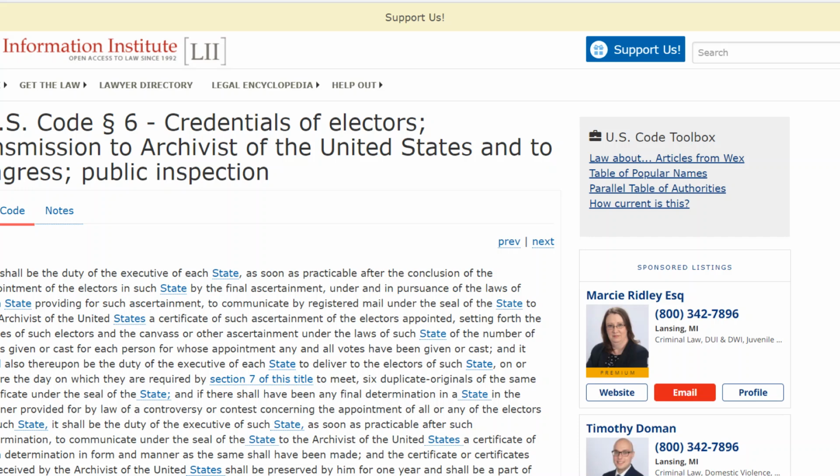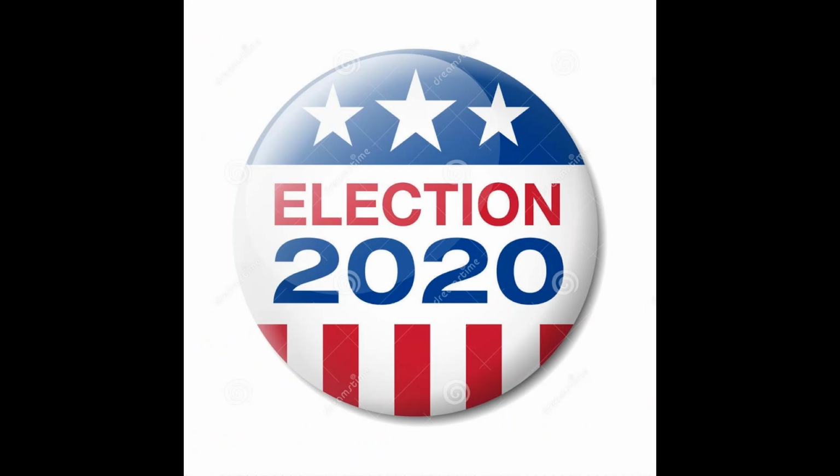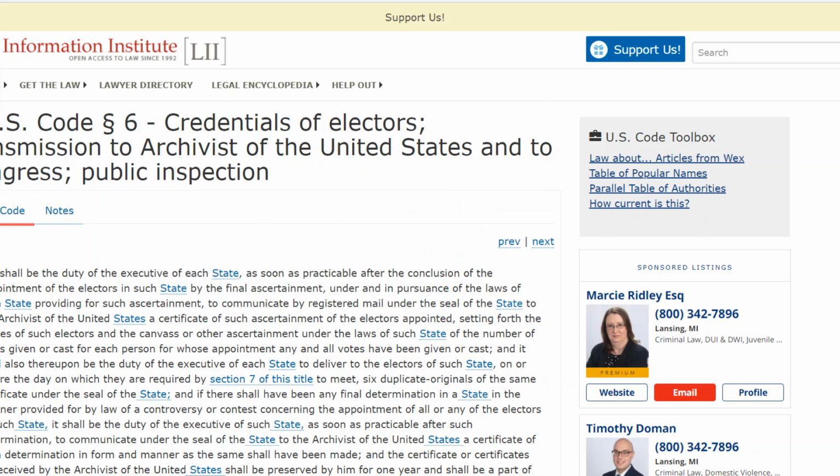The certificate must be issued as soon as practicable after the conclusion of the appointment of electors in a state by final ascertainment under and in pursuance of the laws of such state providing for such ascertainment. That is, the certificates must be prepared as soon as possible after Election Day. The certificate must be sent by registered mail to the archivist of the United States at least 6 days before the Electoral College meets, and 6 original copies must be delivered to the electors on or before the day on which they are required to meet and cast their votes.